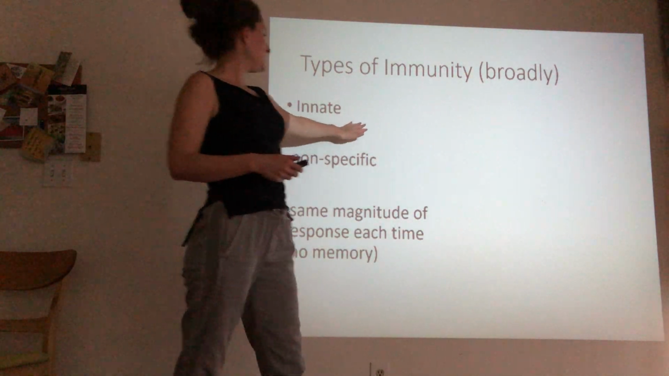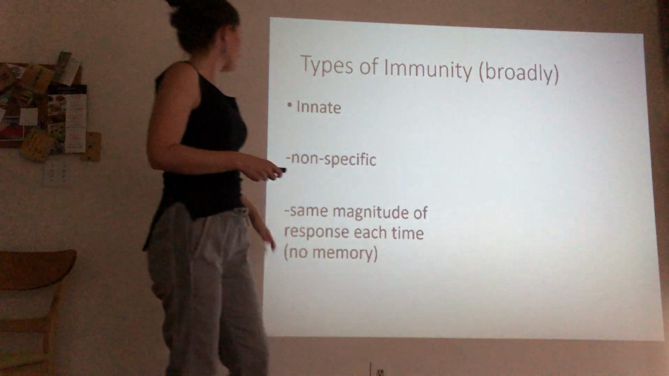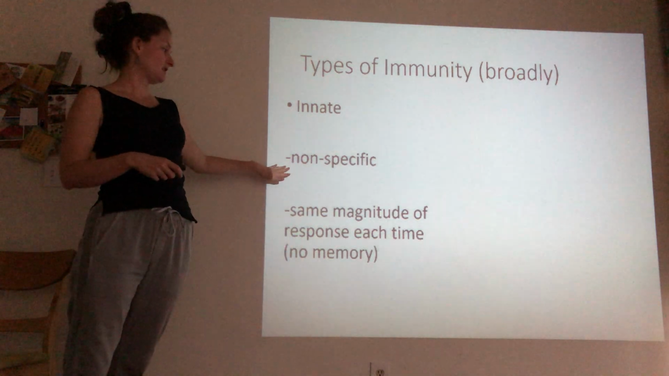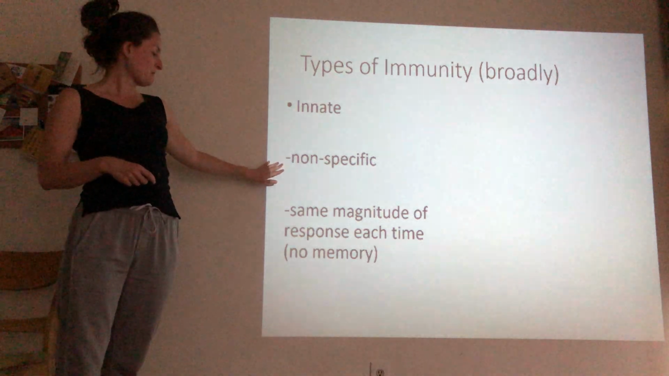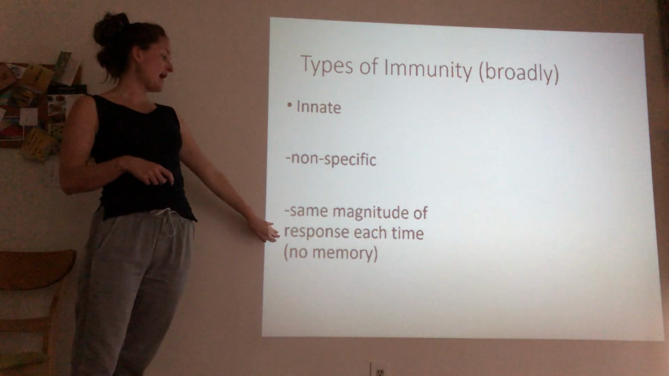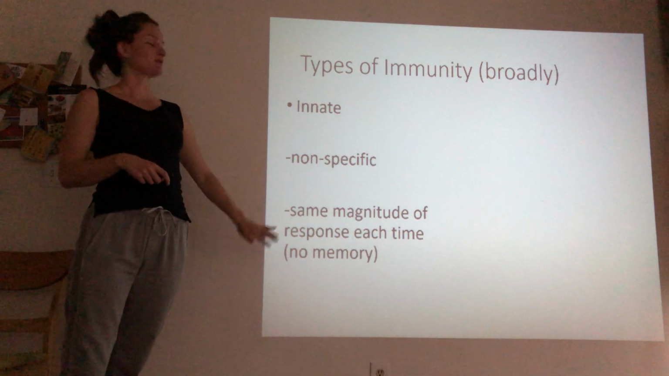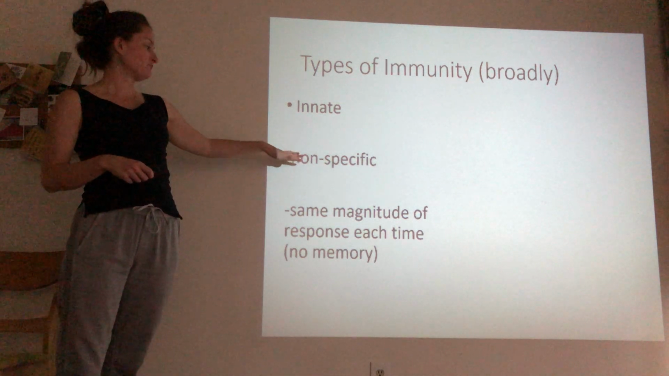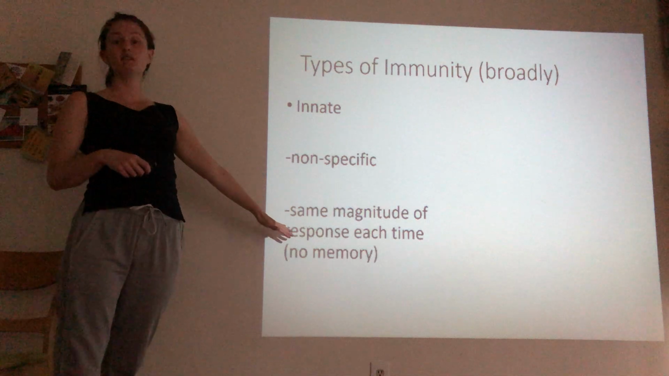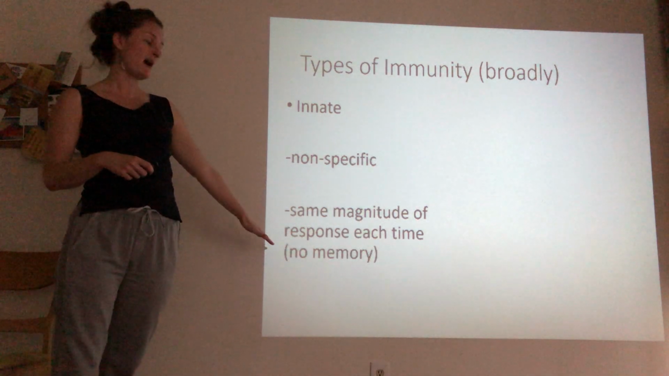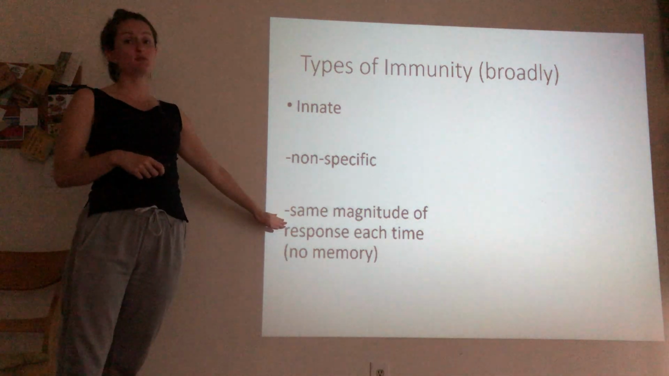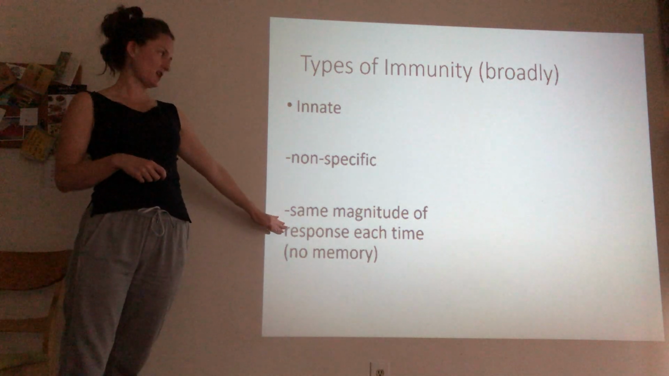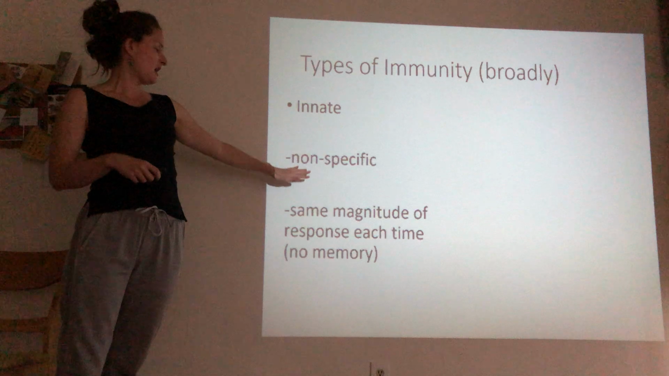So if we're talking about innate versus adaptive immunity, the two main themes of our innate immune system are that it's non-specific, and that it's going to be the same magnitude of response each time. So this is things like your complement system and your phagocytes that are going to kick in immediately when you encounter a pathogen, and every time you encounter that same pathogen, it's going to be the same magnitude each time. Same tricks that those cells have.